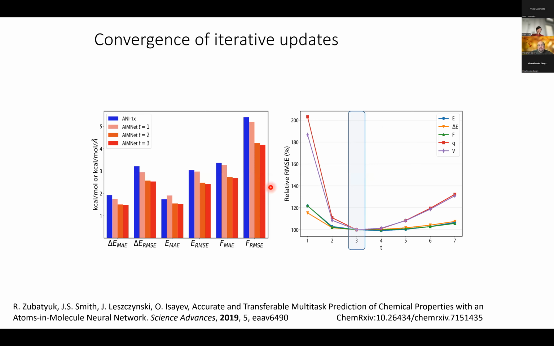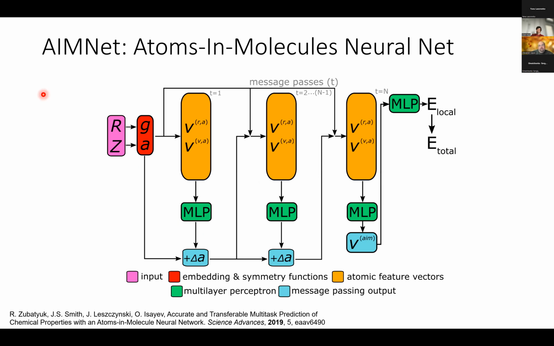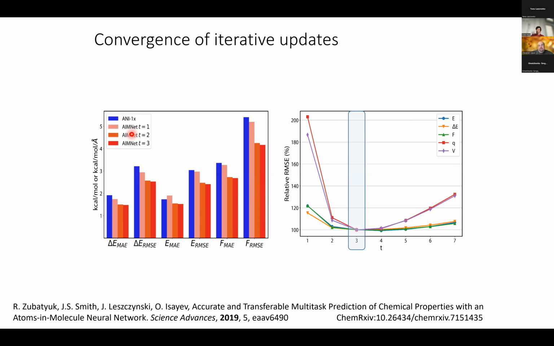So this is the example. Again, ANI in blue, and actually the name of this architecture, we called it AMNet, Atoms and Molecules Neural Network. So in AMNet, T would be how far I pass the messages. T equal 1 is essentially equal to ANI. I essentially do interactions only within my neighbors. T equal 2, neighbors of the neighbors. T equal 3, neighbors of the neighbors of the neighbors.